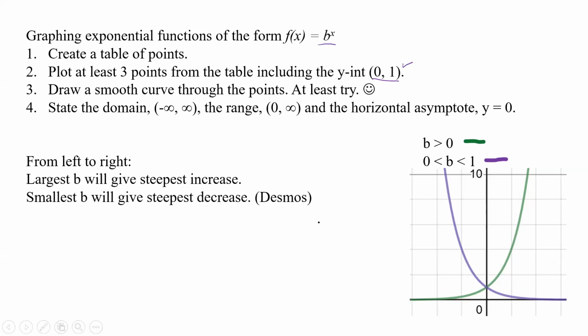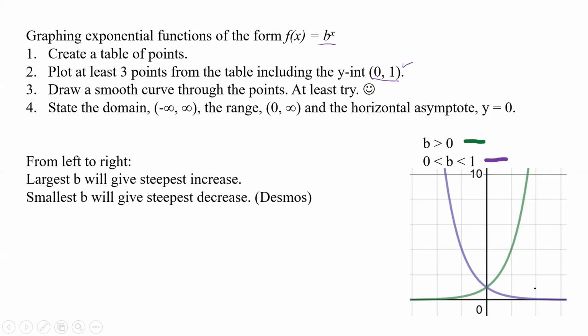Now, when we're looking at graphs, we always go from left to right. That's going to be the key. When we have the largest b, that's going to give us the steepest increase. So when b is greater than 1, that's the green line here, and the larger the b is, the closer it gets to almost a straight vertical line, really close to the y-axis. Now, the smallest b is going to give the steepest decrease. So b between 0 and 1 is going to be a decreasing function, exponential decay. And the closer you get to 0, it's going to get steeper and steeper and steeper going down like that.